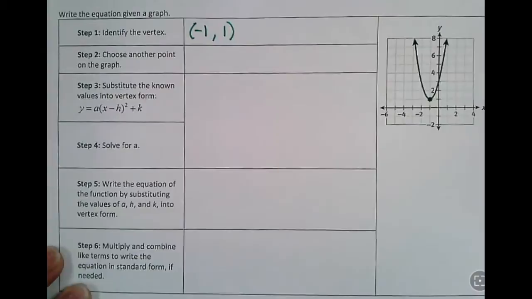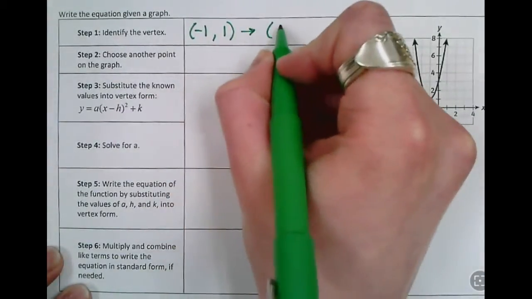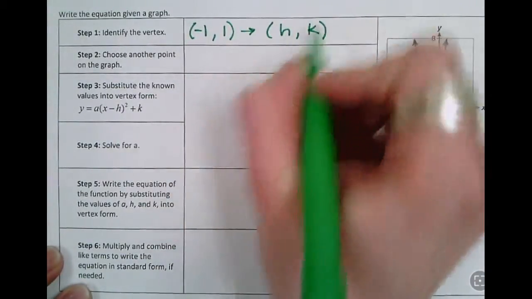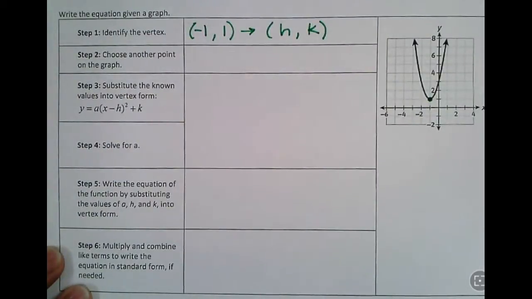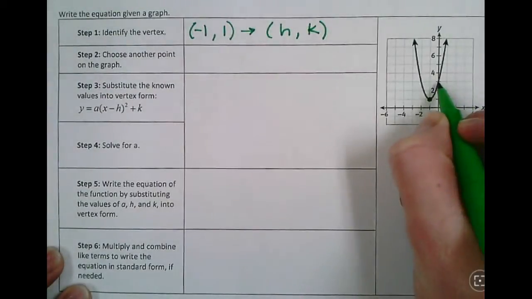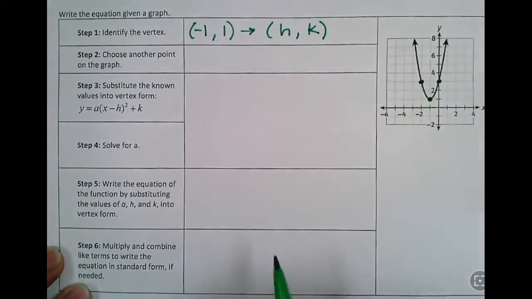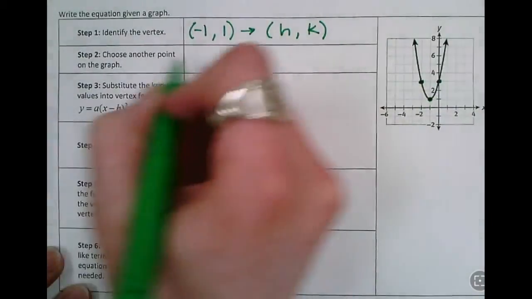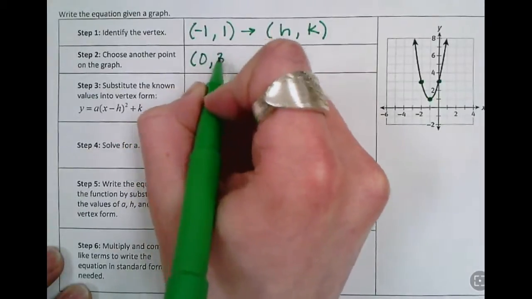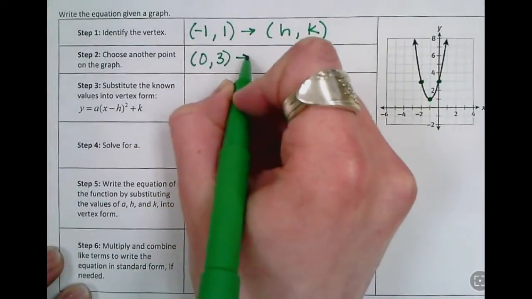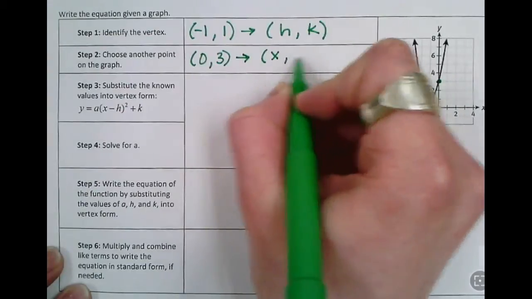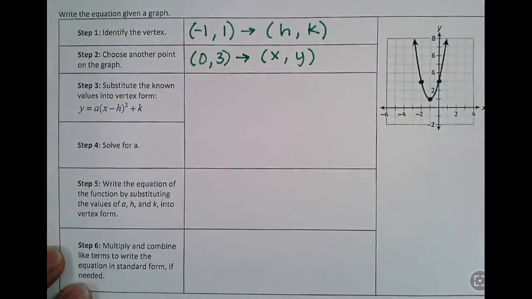As we learned the other day, our vertex are the values of h and k in our vertex form. Choose another point. You can pick any point on the graph. I highly recommend that you pick a point that's a perfect point. So I can see here we have 0, 3 and -2, 3. You can choose either one of those. I'm going to go with 0, 3. Now, we're going to use these points for x and y.